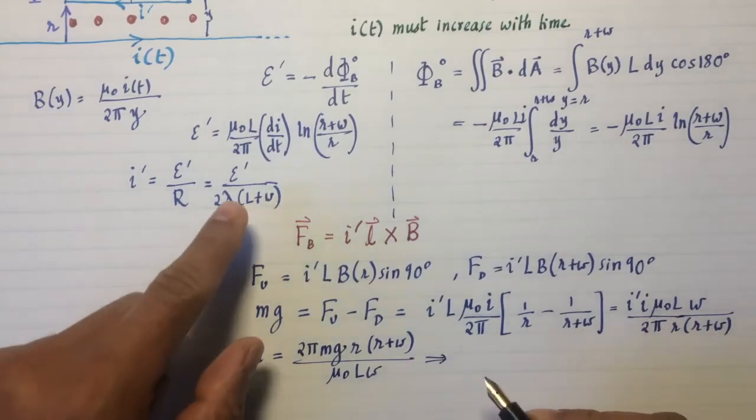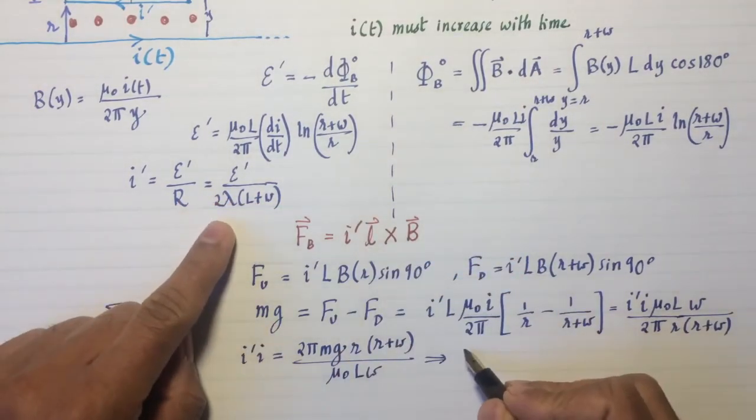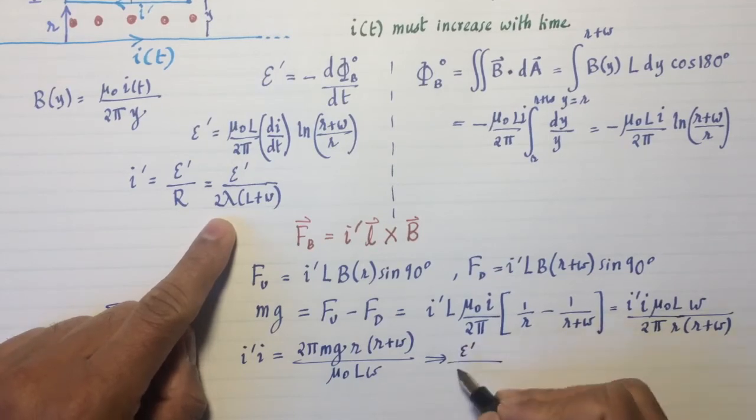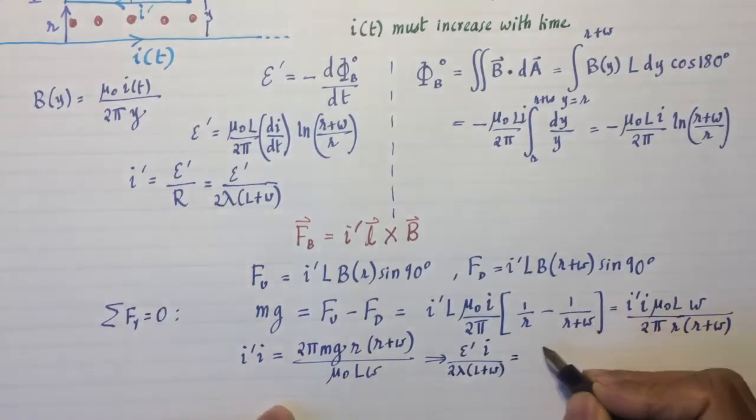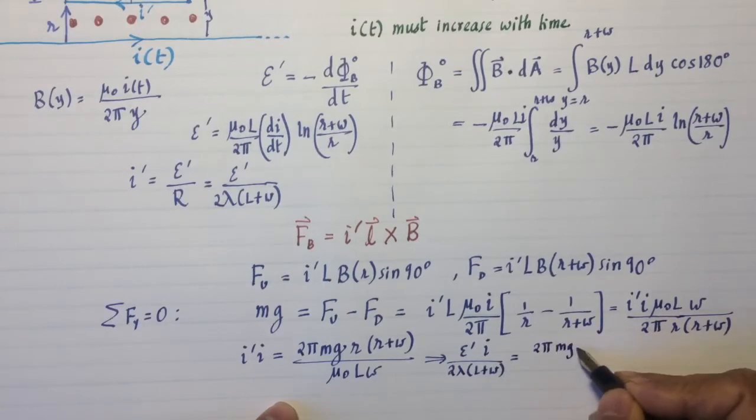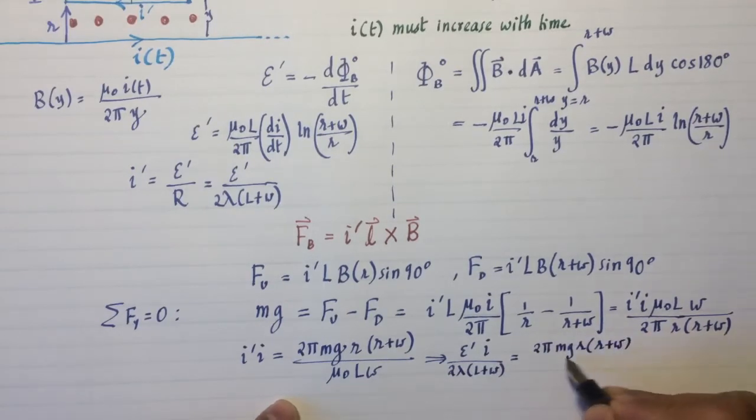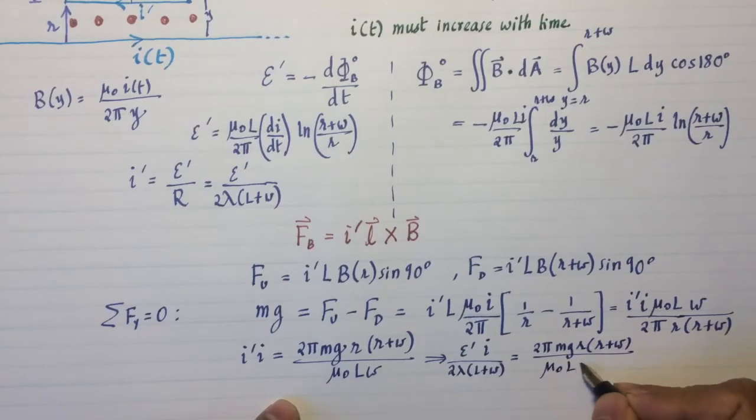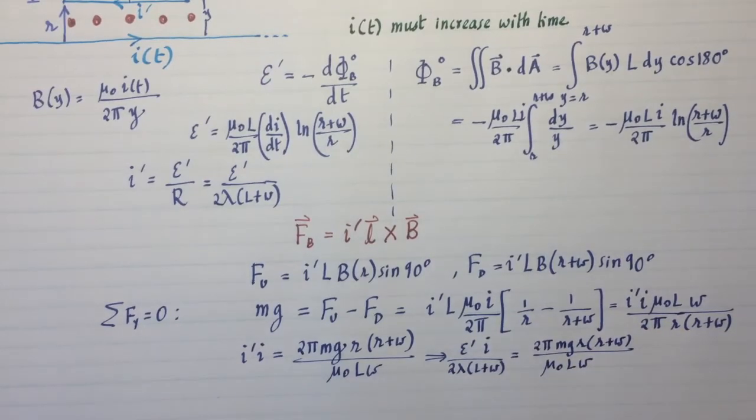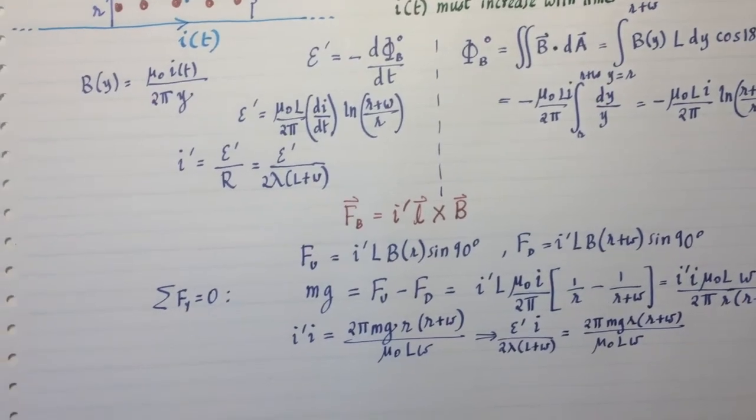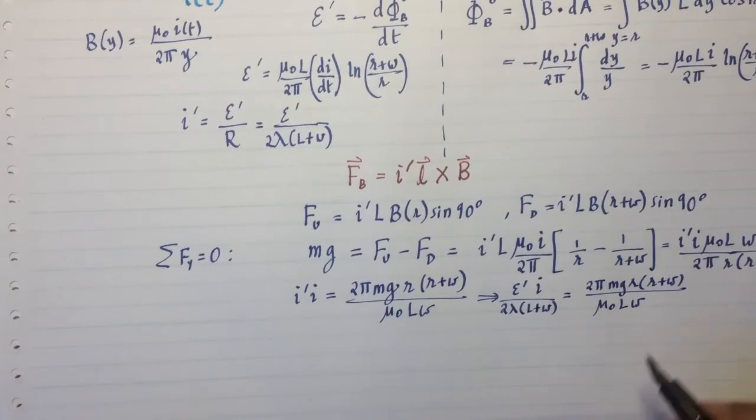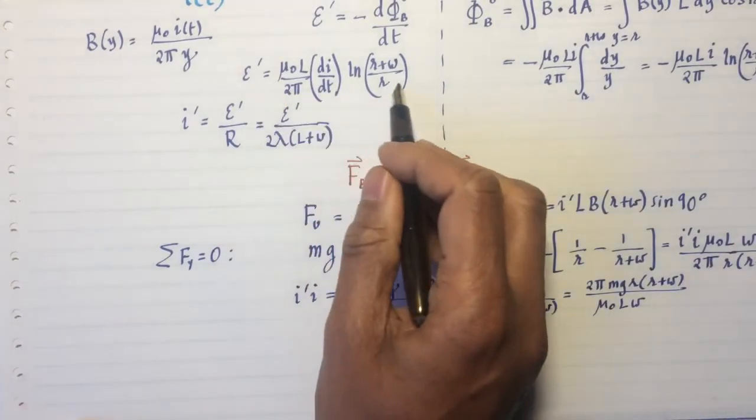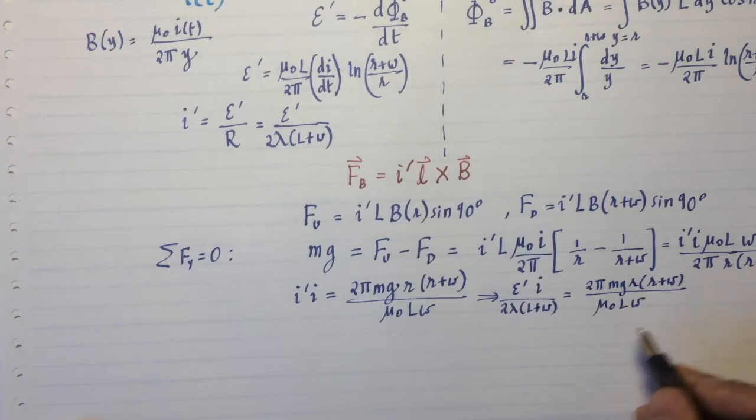Now what is I prime? I prime is E prime over 2 lambda L plus W. So that times I is equal to 2 pi mg R times R plus W over mu naught LW. So it's looking a little bit crazy already, but that's not our concern. Our concern is not how complicated things look, but if we can do the problem or not. E prime is all of this. So let's now put that in.